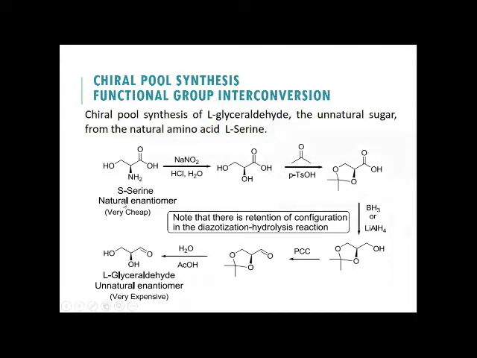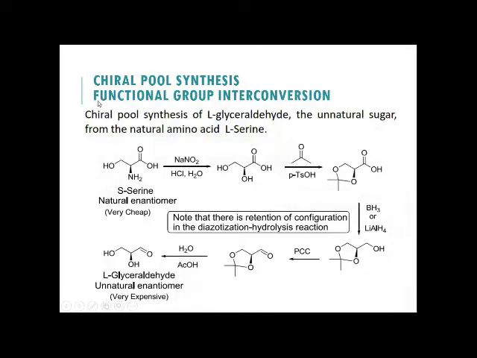If we look at the structure, this is called the starting material in chiral pool synthesis, and this is called the target molecule. So L-serine is the starting material and L-glyceraldehyde is the target molecule, or we can say our product. Why are we using L-serine? Because it is a natural enantiomer and it is very cheap.